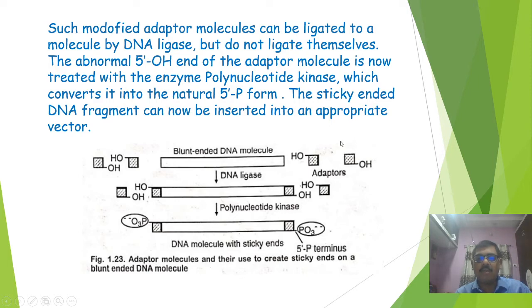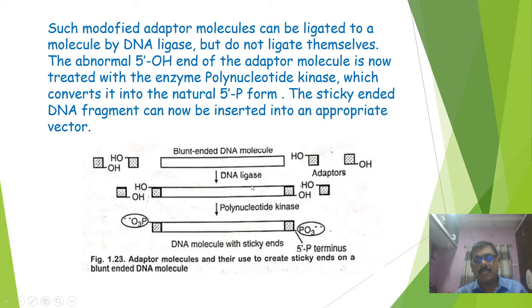Now, ligation or dimerization may occur, and to prevent the dimerization of these, we have changed the 5' end. If this is a 5' end and this is a 3' end, we are substituting the phosphate from this 5' end with a hydroxyl group, so that hydroxyl group and hydroxyl group will not be able to form this dimerization. So the sticky ended DNA fragment, after this, the blunt ended DNA molecule, these are the adapters, and this is an OH end and this is an OH end.